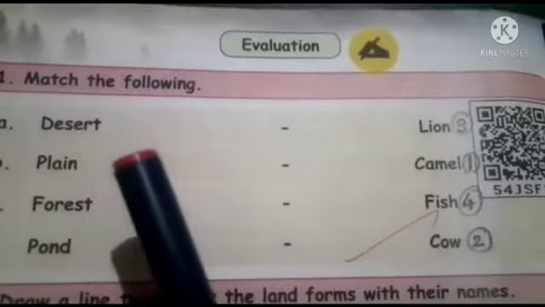Next one. What is the picture? What is this? River. Okay, river. River spelling, here. Okay, draw a line to connect. Correctly you connect it. Okay, children. Again, hill. Desert. River. Sea. Forest. Plain. Okay, you understand, children?